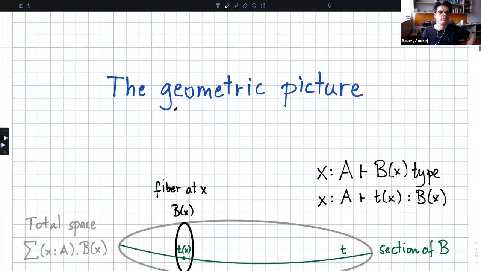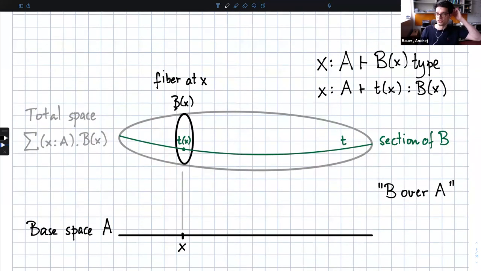Okay, what's the geometric picture? I want to sell you a picture. So how do you think of the fact that you have a type B in context A? You have a B which depends on A.